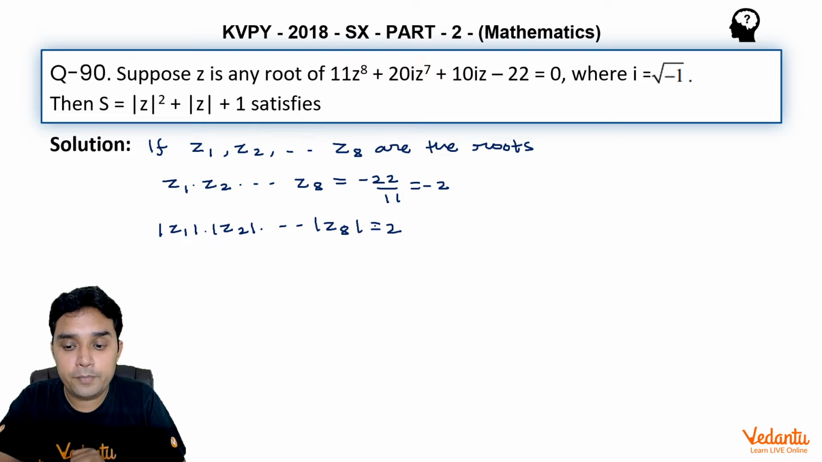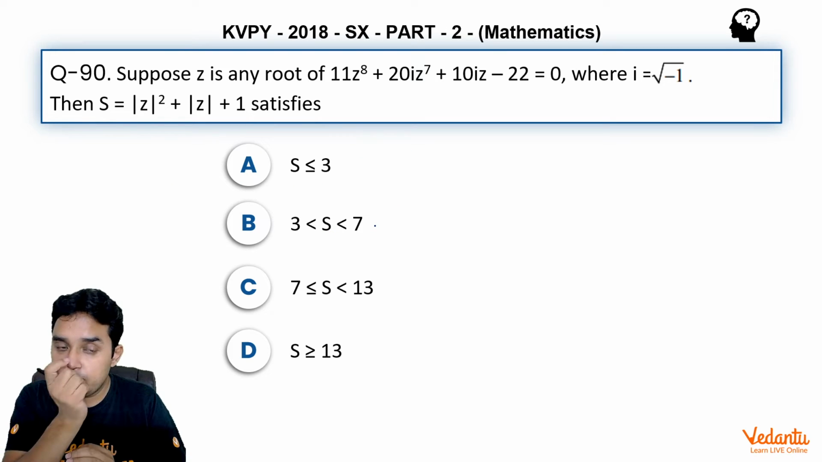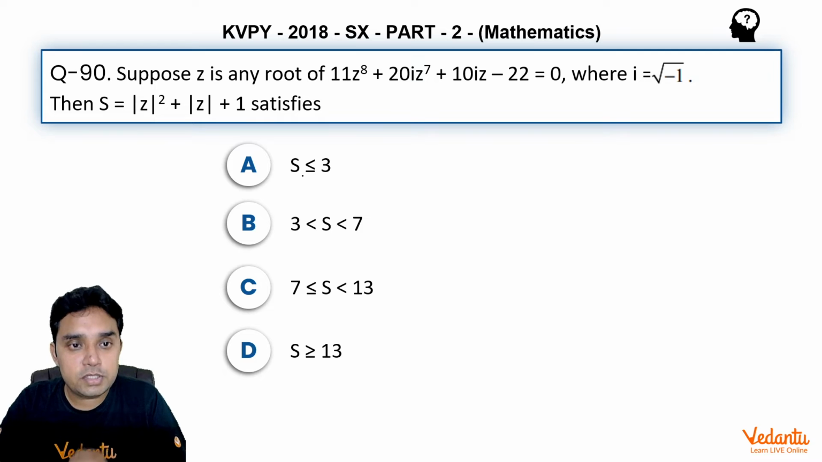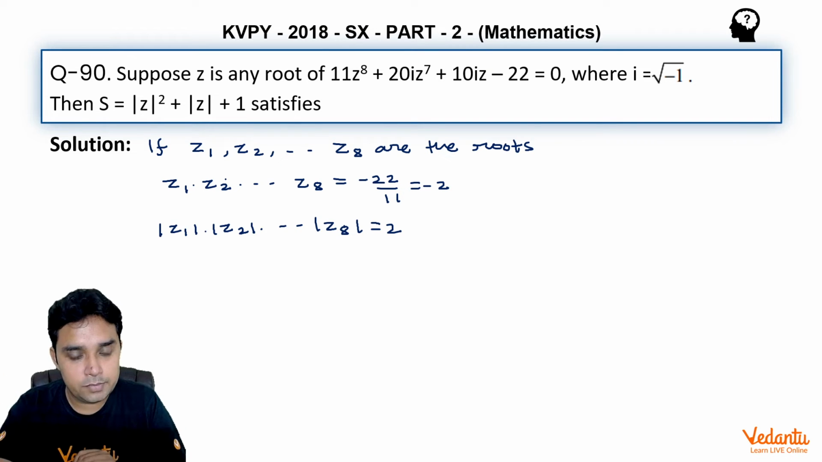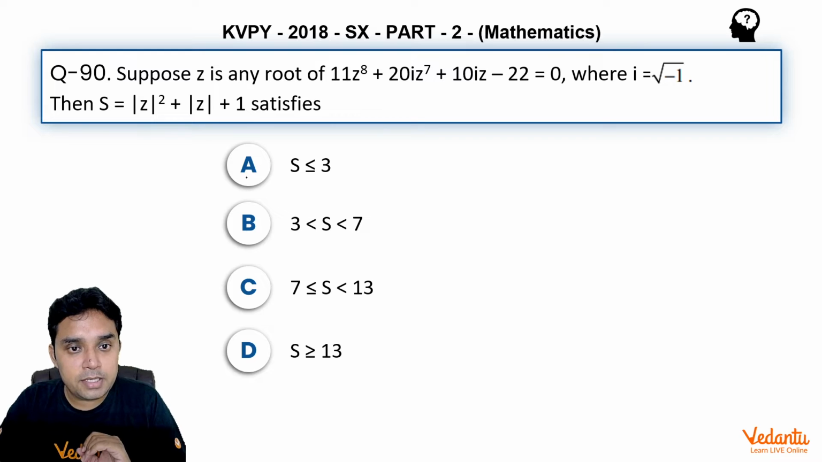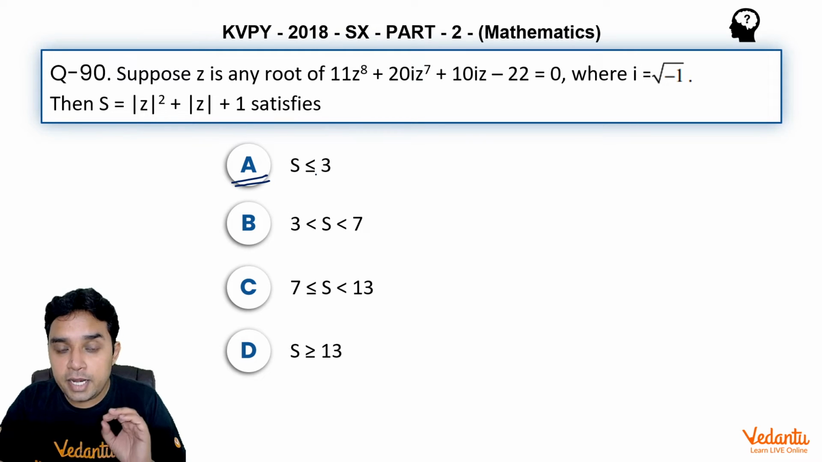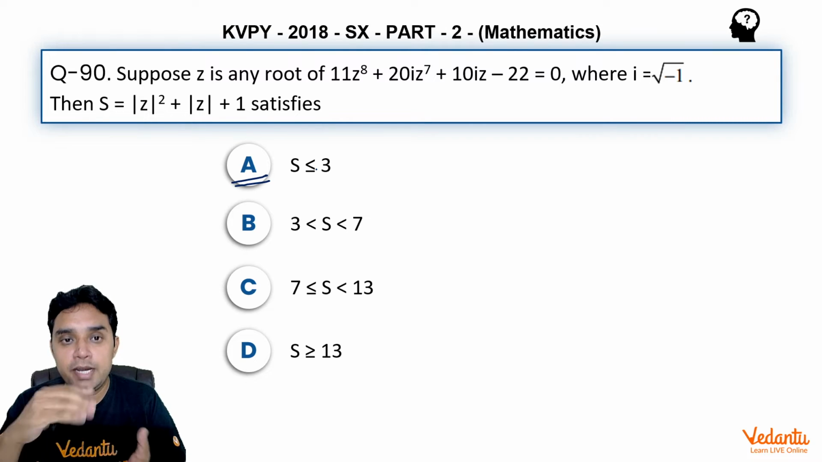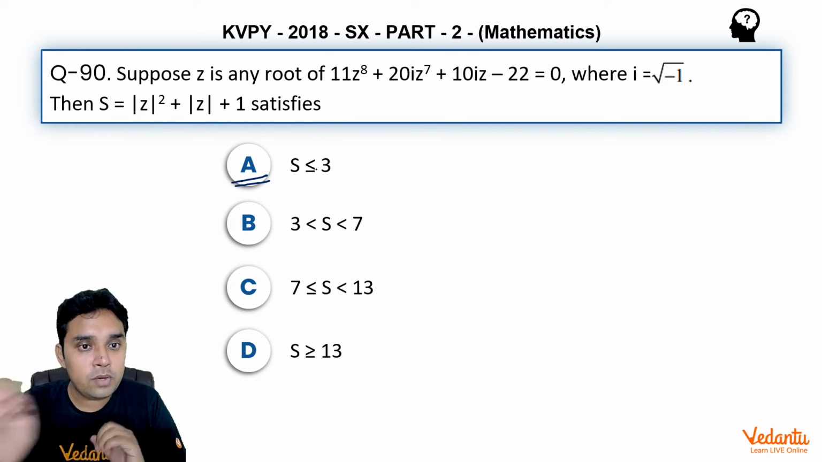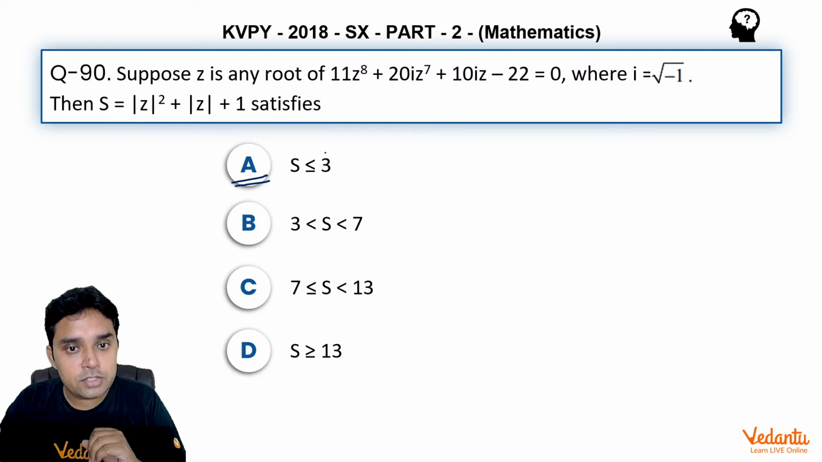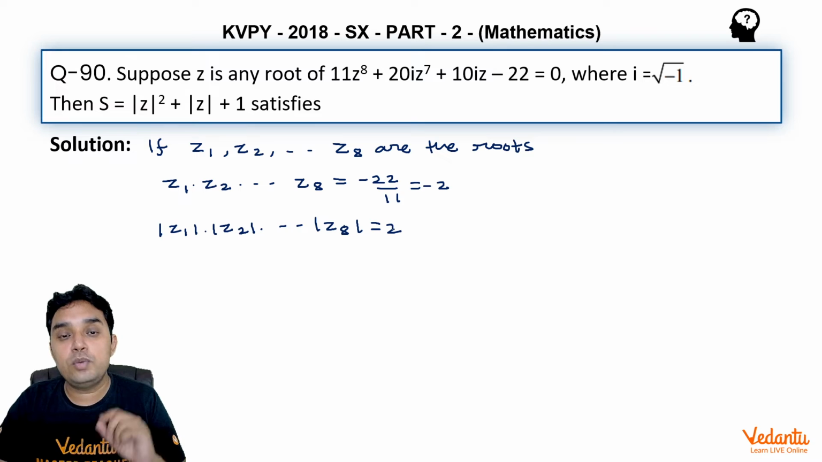Now listen carefully. In the options, we are given S equal to |z|^2 + |z| + 1. Here z can be any one of z1, z2, up to z8. If we consider option A and assume it is true for all z's, then all |z1|, |z2| should be less than or equal to 1. Then only can S be less than or equal to 3, but that doesn't seem possible because my product has to be 2.